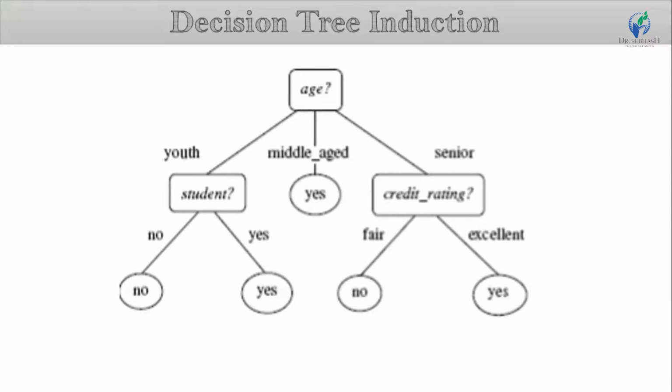So in this tree, we have a root node, age, and our internal nodes are student and credit rating. Based on that, we find out whether a student can purchase a computer or not, and for credit rating, we identify whether that person can purchase a computer, yes or no.